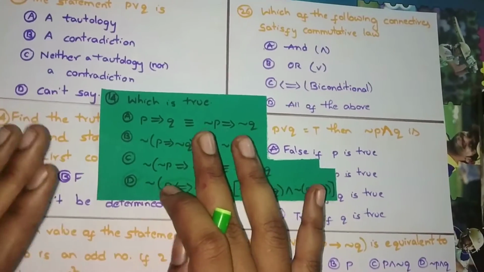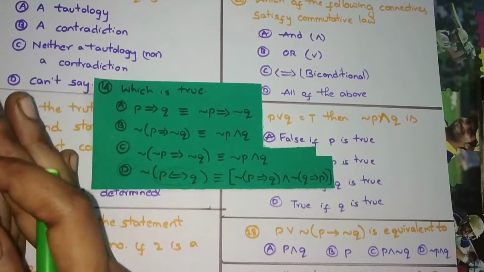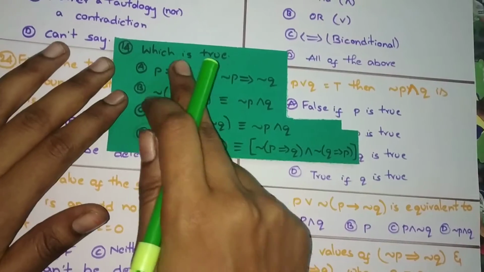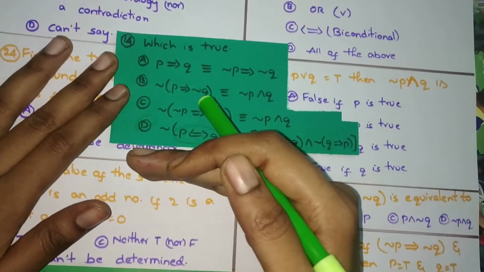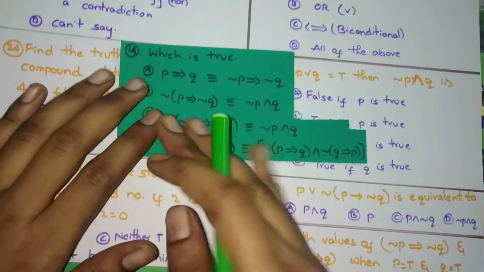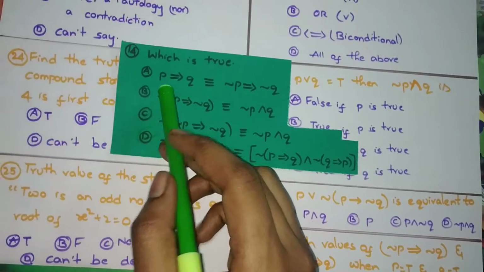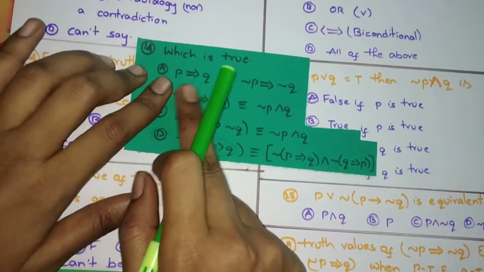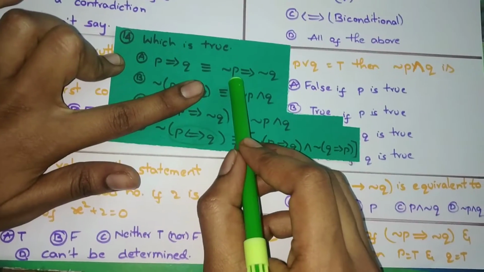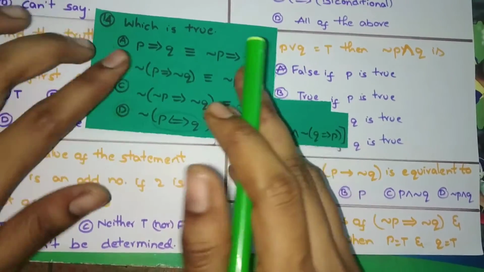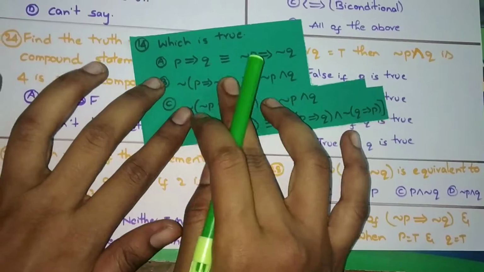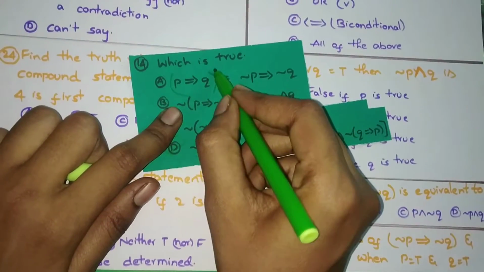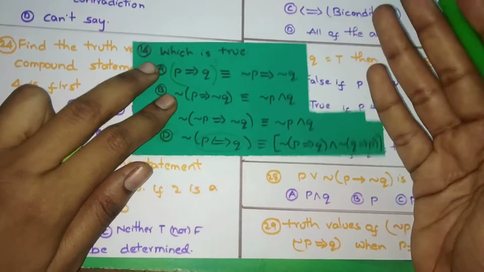This is the third and last video from Mathematical Reasoning NTA. Now see which is true. We have to find the true one. Let's check the options first. See, P implies Q. Here they give negation of P implies negation of Q. This is wrong. There is nothing like this. Suppose if the complement is there, then this will be a correct option.